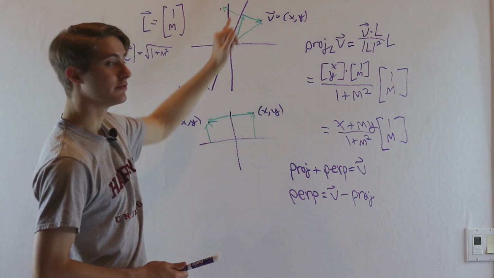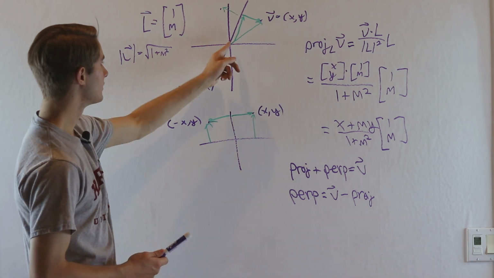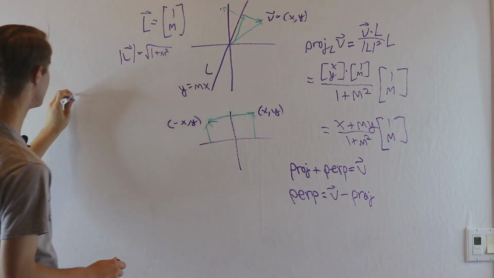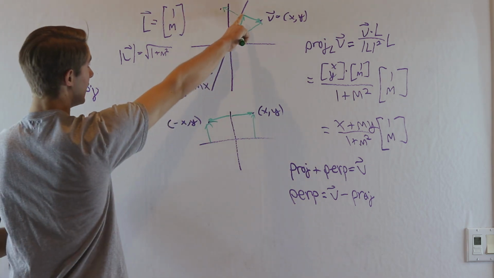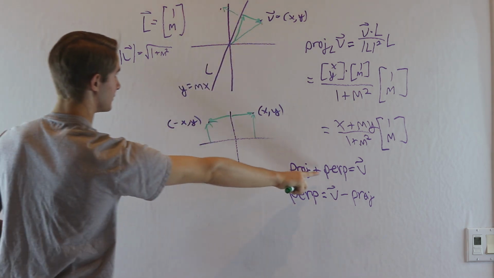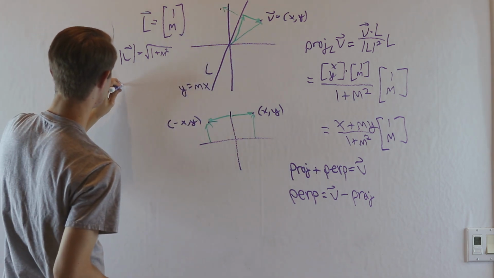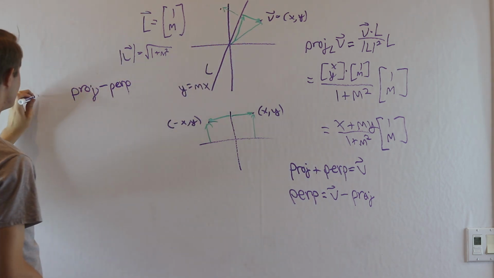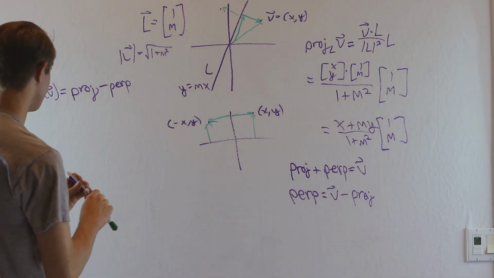Let's figure out what our final reflection formula is going to look like. First, we know that we're adding the parallel component. So we're going to take the projection, and then instead of adding the perpendicular component, we're going the other direction. So we're going to subtract the perpendicular component. And this is going to be our final answer, T of v.